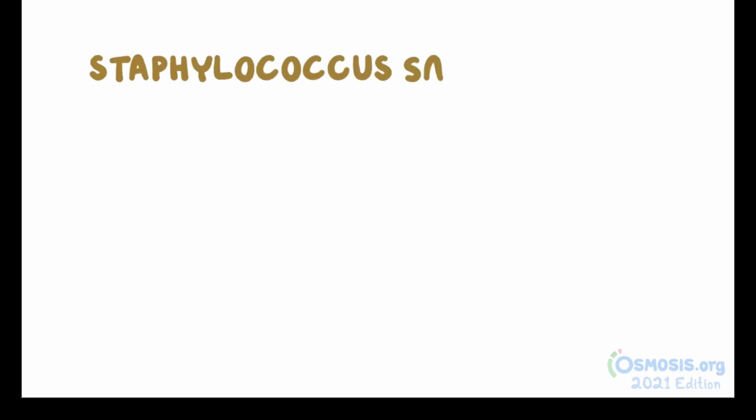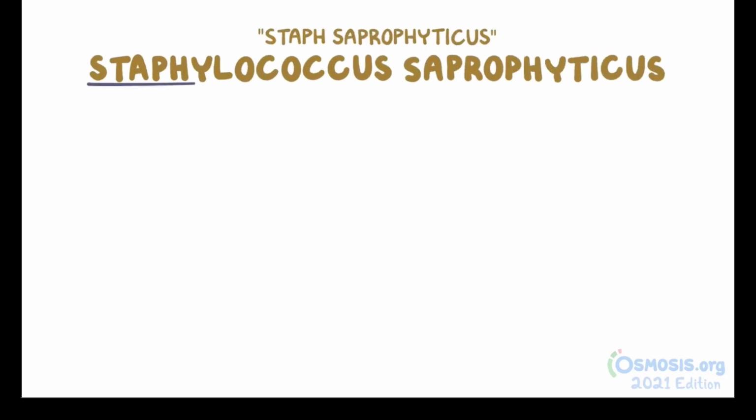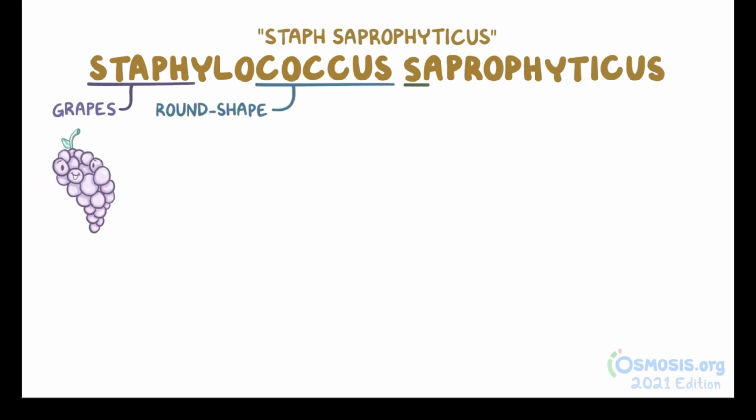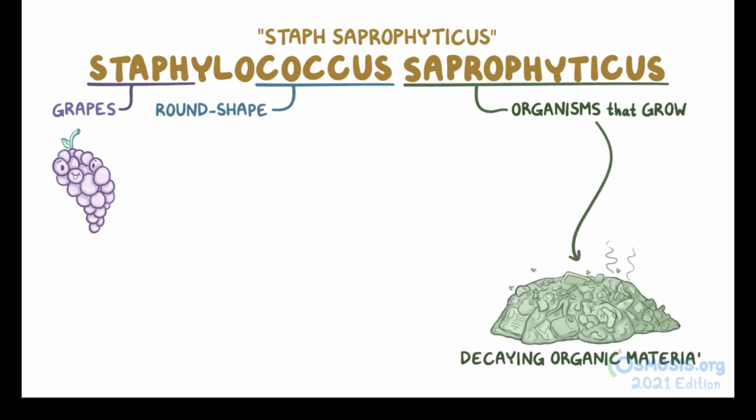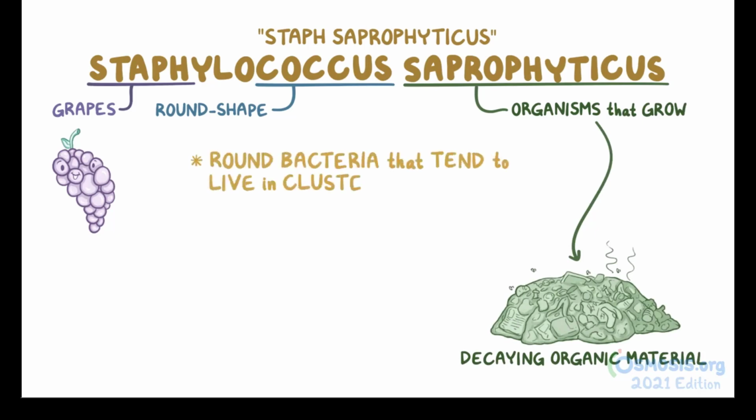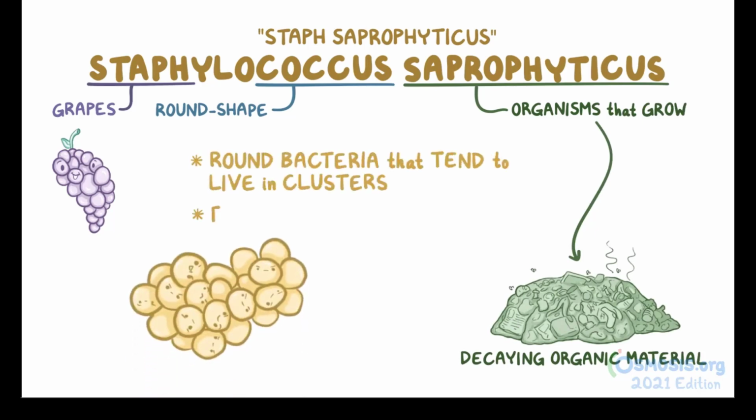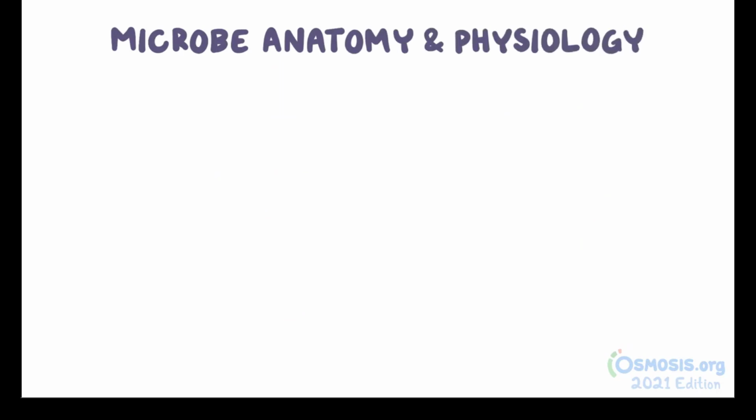With Staphylococcus saprophyticus, sometimes called Staph saprophyticus, staph means grapes, coccus means round shape, while saprophyticus refers to organisms that grow on decaying organic material. So Staphylococcus saprophyticus are round bacteria that tend to live in grape-like clusters and are commonly found on contaminated meat products. Now, a little bit of microbe anatomy and physiology.